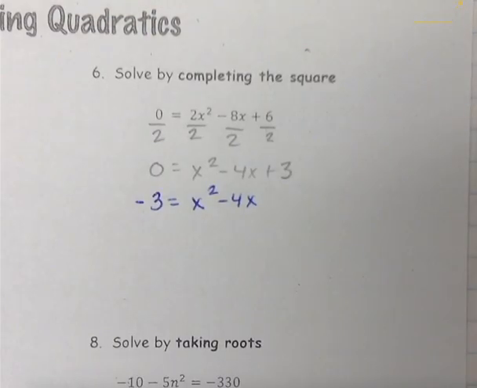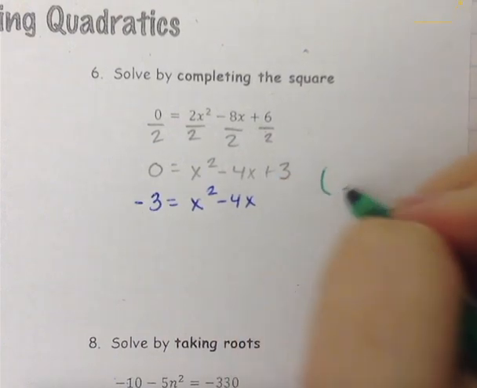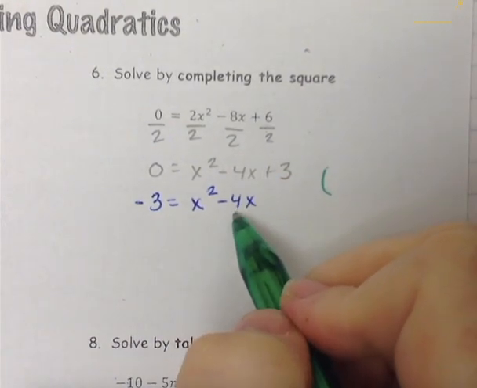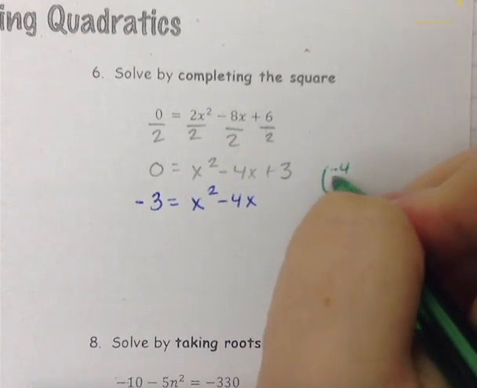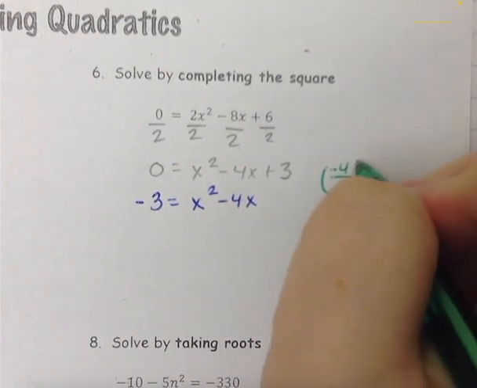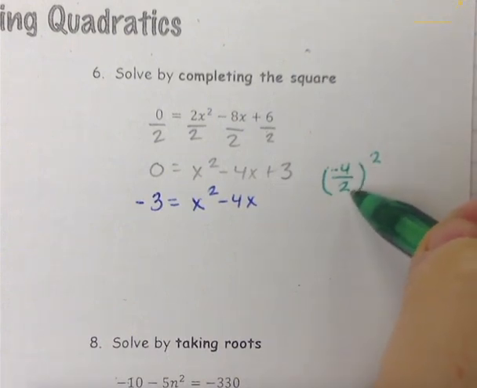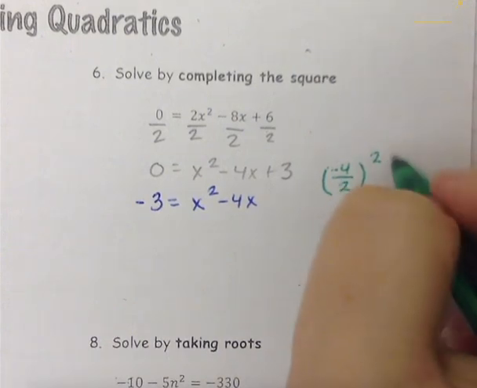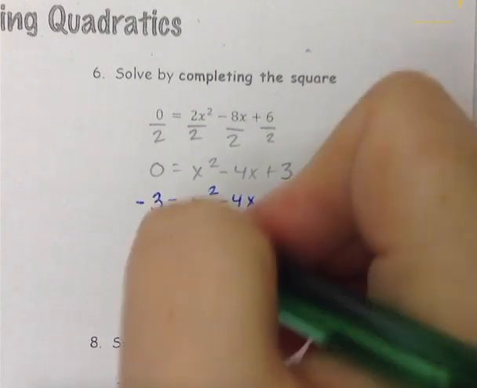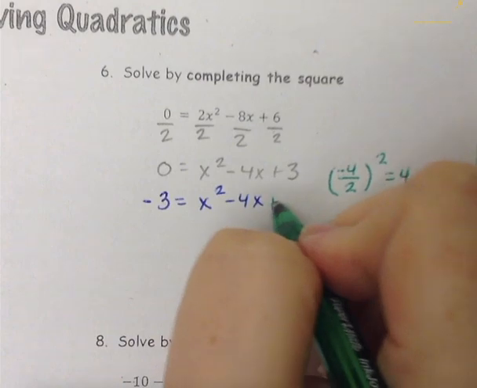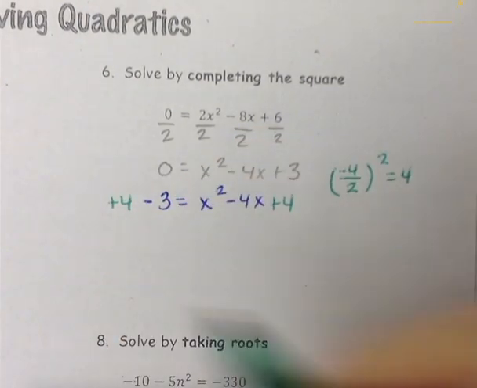This is when we complete the square by doing half of b and squaring it. So I'm going to put it off to the side. Half of negative 4, our b term, so we're going to do negative 4 divided by 2, and we're going to square it. Negative 4 divided by 2 is negative 2. Squared is going to be a positive 4. So we're actually going to add that 4 to both sides. So we're going to put plus 4 here, and then plus 4 over here.